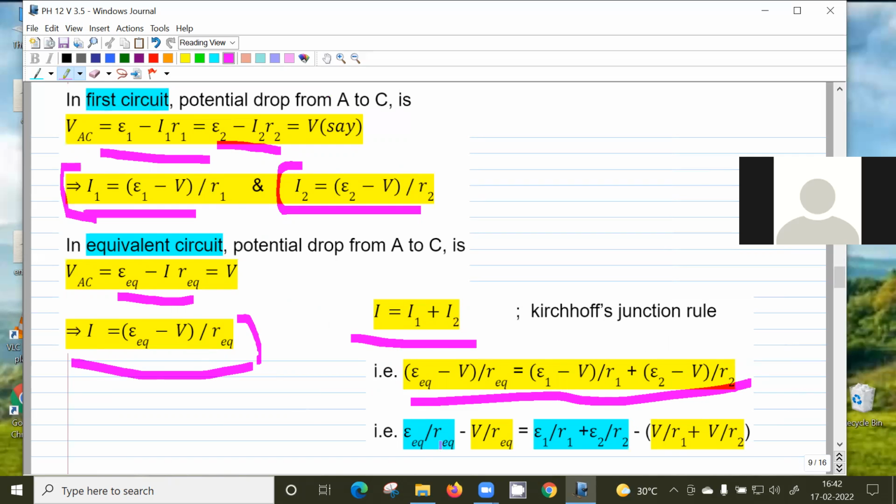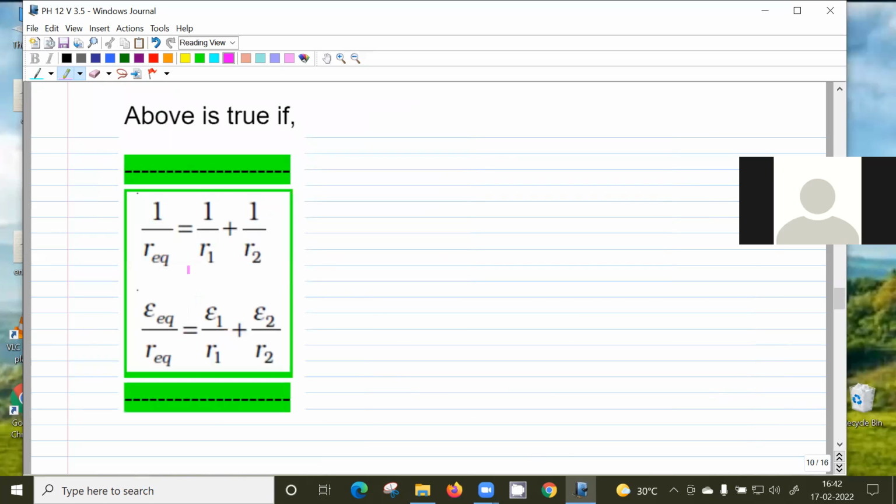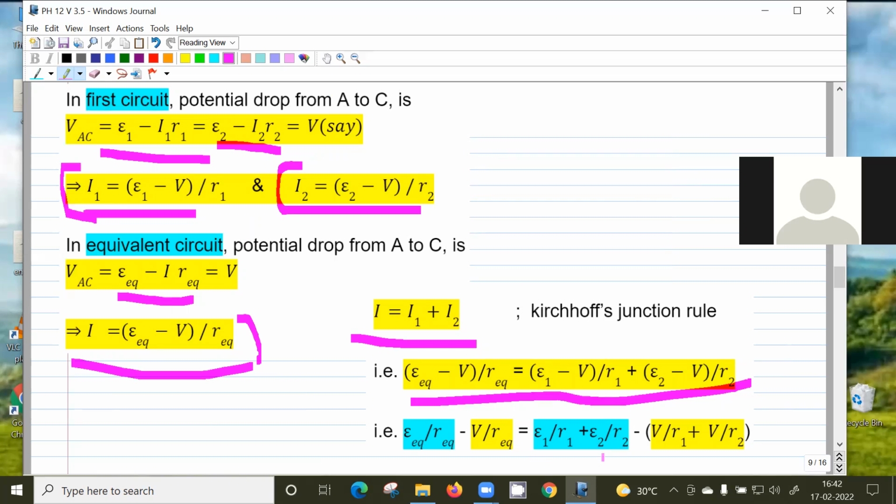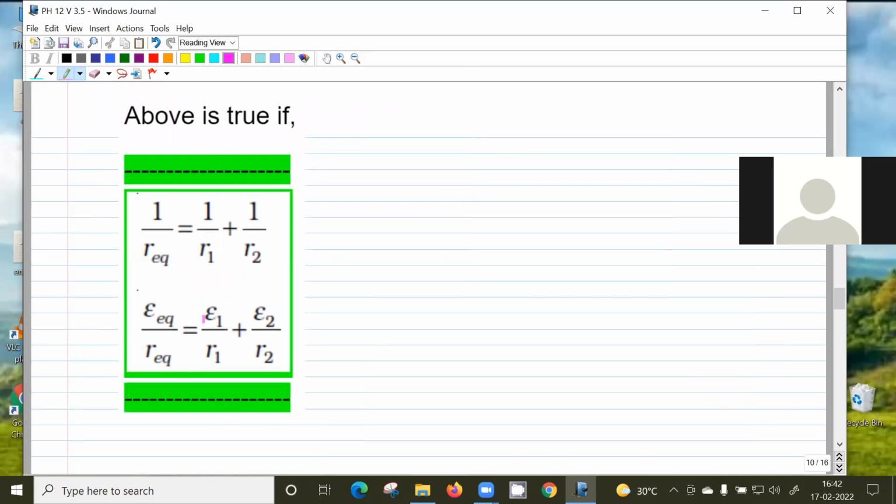So here I can separate the terms like this: E equivalent by R equivalent minus V by R equivalent equals E1 by R1 plus E2 by R2 minus V by R2. So this equality will hold if this blue term is equal to this one and this yellow term is equal to this one. So when this yellow term is equal, it means that 1 by R equivalent should be equal to 1 by R1 plus 1 by R2. And this thing will be equal if E equivalent by R equivalent equals E1 by R1 plus E2 by R2.